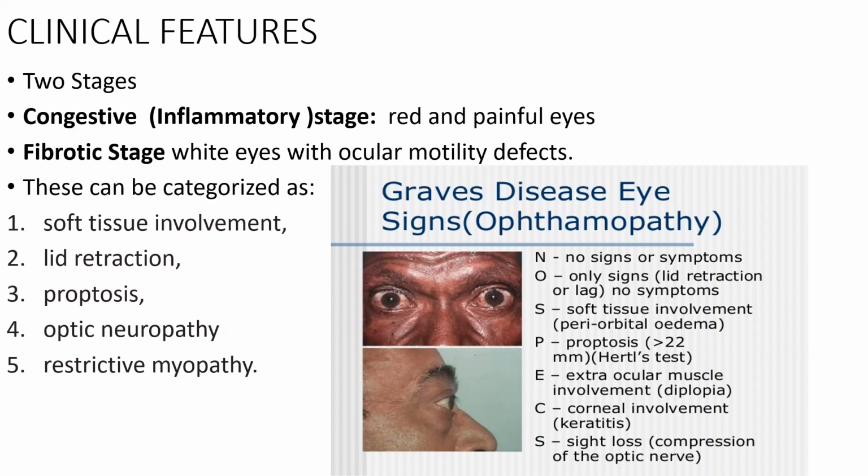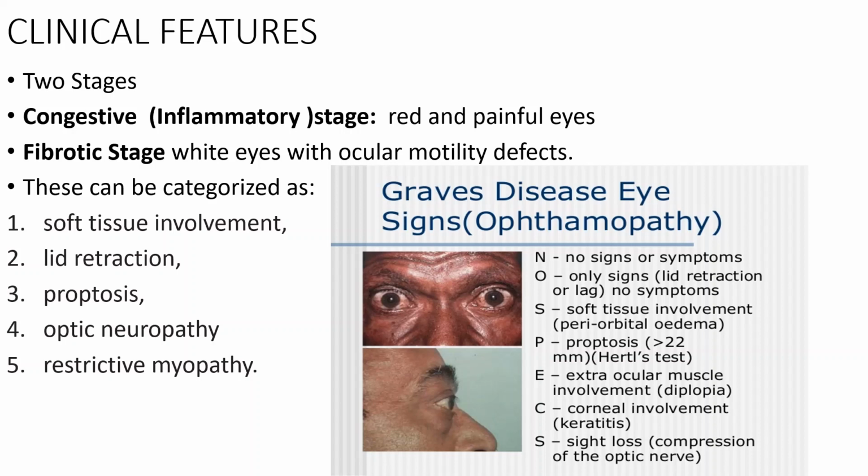Clinically, there are two stages. One is the congestive stage, also called the inflammatory stage, in which the eye is red and painful, and the fibrotic stage, when the eyes are white with ocular motility defects. These can be categorized as soft tissue involvement, lid retraction, proptosis, optic neuropathy, and restrictive myopathy.